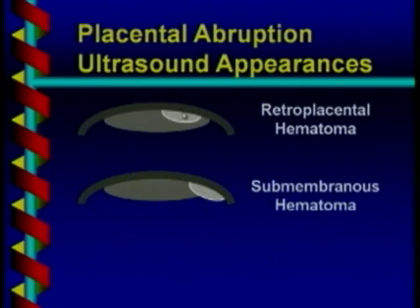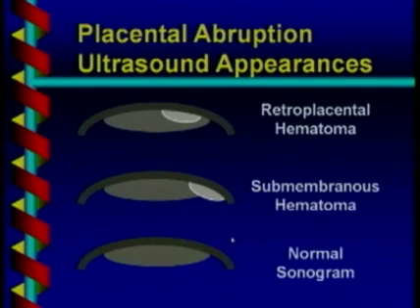A second appearance of a placental abruption is a hematoma that extends mostly under the membranes. Here's the membrane, placenta extends under it. A bit of the hematoma is under the placenta, but, or even in some other cases, it may be all under the membranes. So it's another appearance that you can have with a placental abruption.